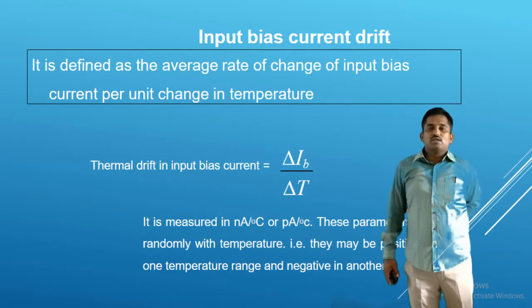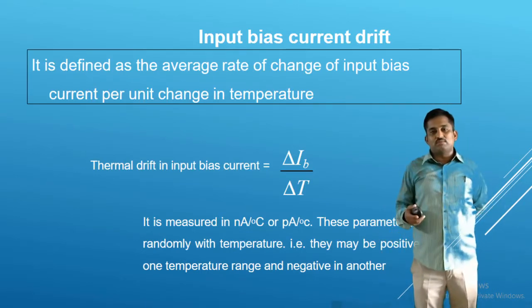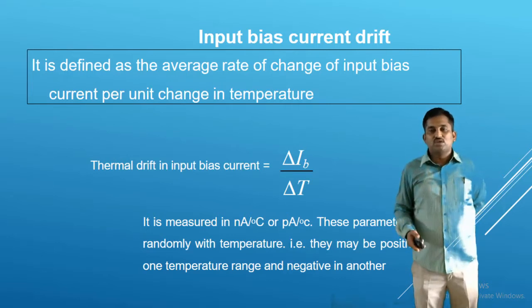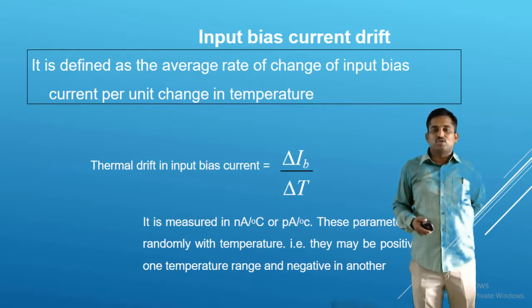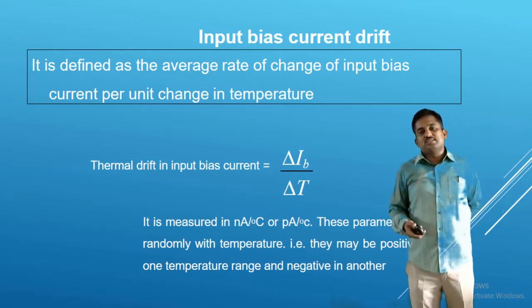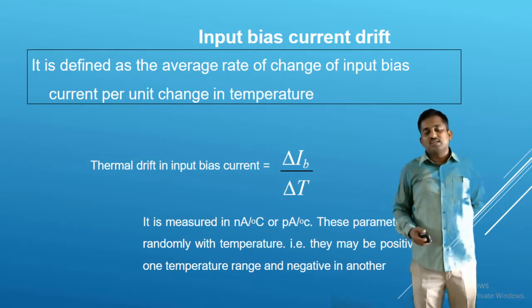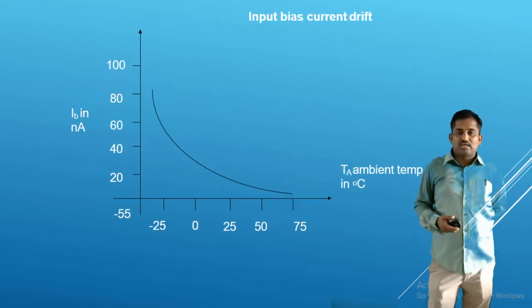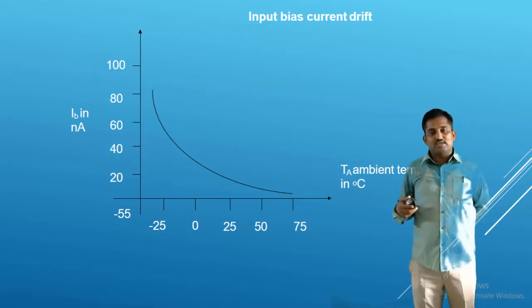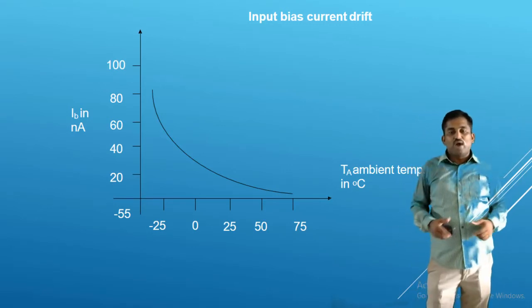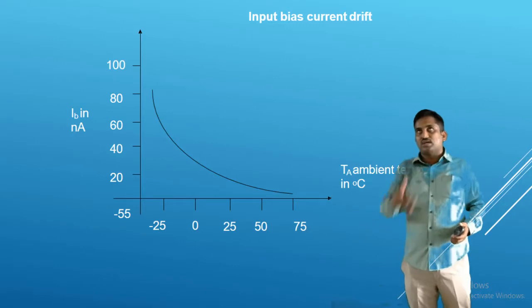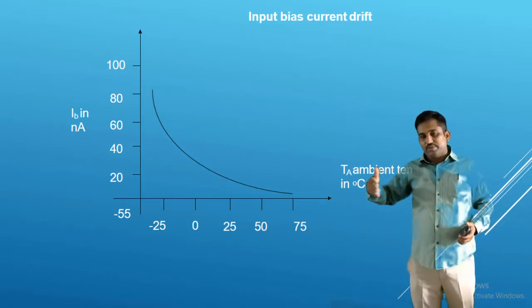Next, coming to the input bias current drift, which is nothing but the ratio of rate of change of input bias current with respect to the rate of change of temperature. It is expressed in nanoamperes per degree centigrade or picoamperes per degree centigrade. Here I have shown you the graph of input bias current with respect to the temperature.